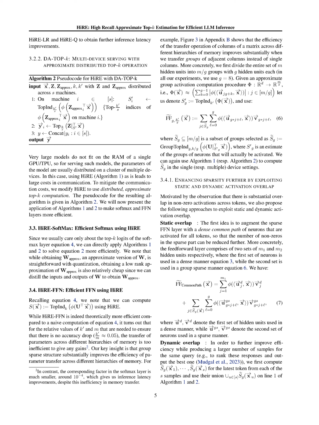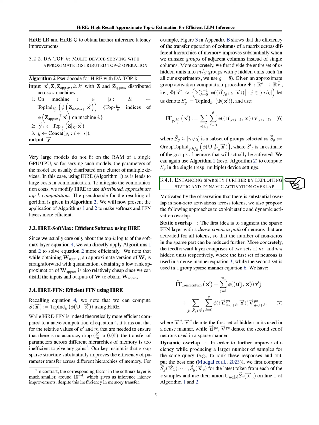Section Summary. In this section, we introduce modifications to the HiRE algorithm to reduce communication costs when distributing large models across multiple devices. By applying these modifications to softmax and FFN layers, we achieve more efficient computations by focusing on the top K logits. Additionally, we propose enhancing sparsity by leveraging static and dynamic activation overlap, such as augmenting sparse FFN layers with a dense common path to further reduce non-zero activations.